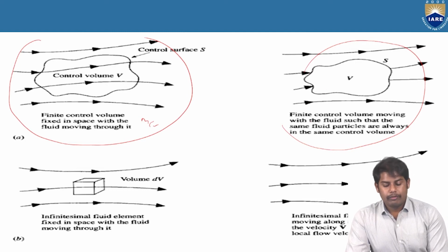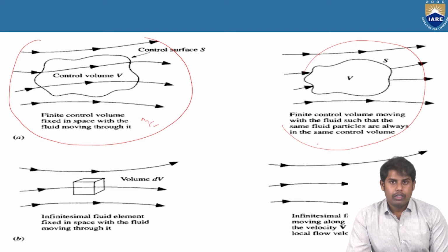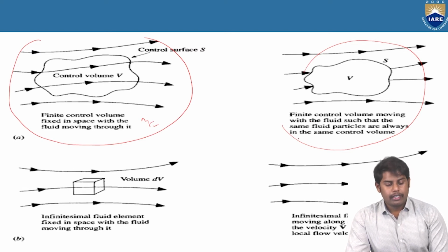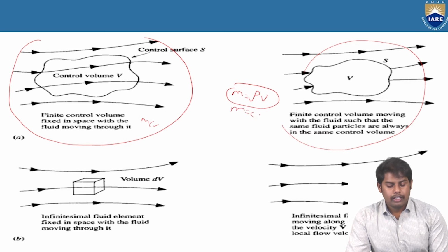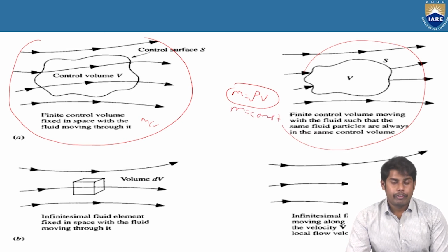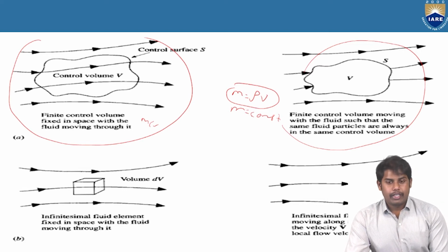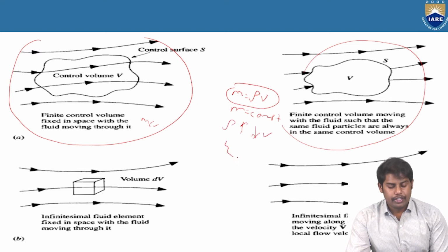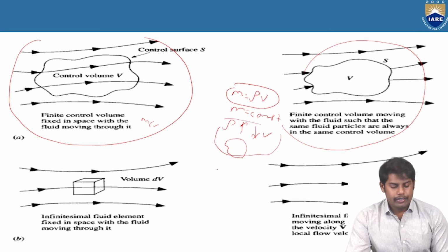For the control volume which is moving with the flow, the mass will be fixed. Mass is equal to density times volume, so mass is constant for the control volume moving with the flow. How is it kept constant? Either you increase the density and decrease the volume, which is nothing but shrinking the control volume. The other scenario is to decrease the density and increase the volume, so the control volume will expand.